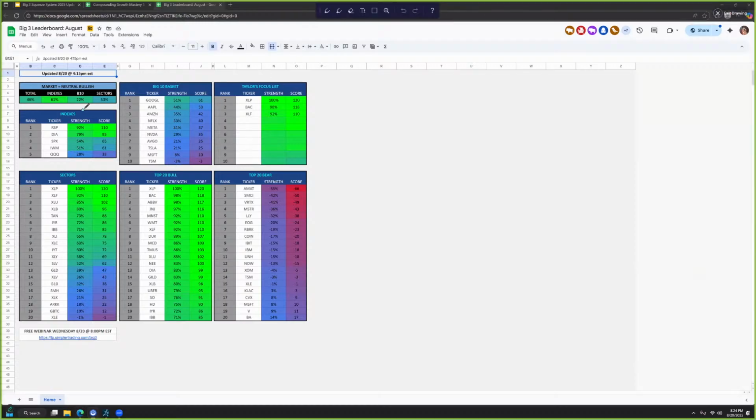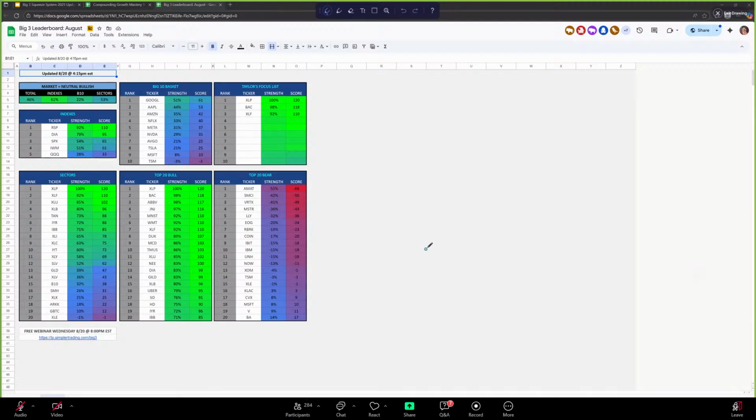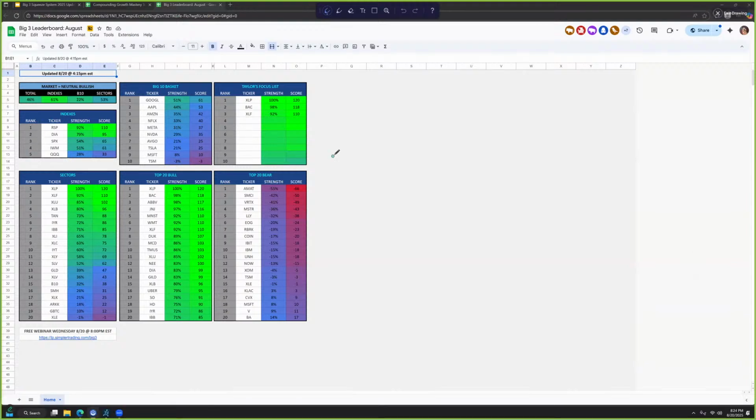Looking at the indexes, looking at my Big 10 basket, looking at the sector ETFs, top 20 bull, top 20 bear. This does the work that I can't do. Not enough caffeine or other substances out there, I think, to do all this work. To figure out the rankings here for the indexes, we're looking at 5 different tickers, 8 different time frames each, 15 different checklist points. That is 600 different things that if I want to trade at my best, I have to know.